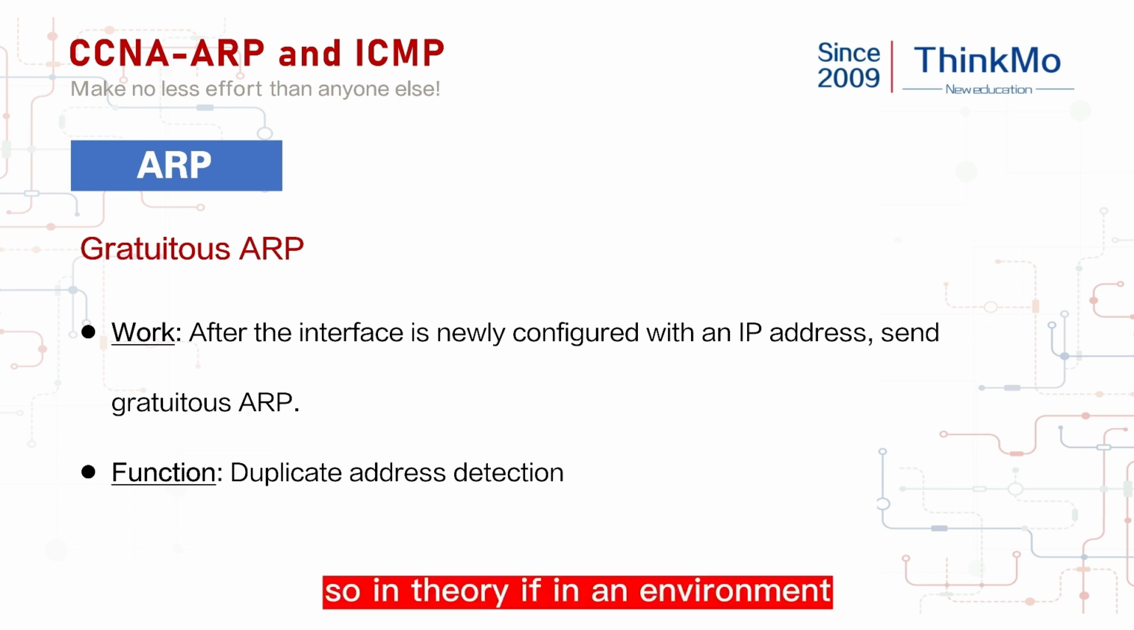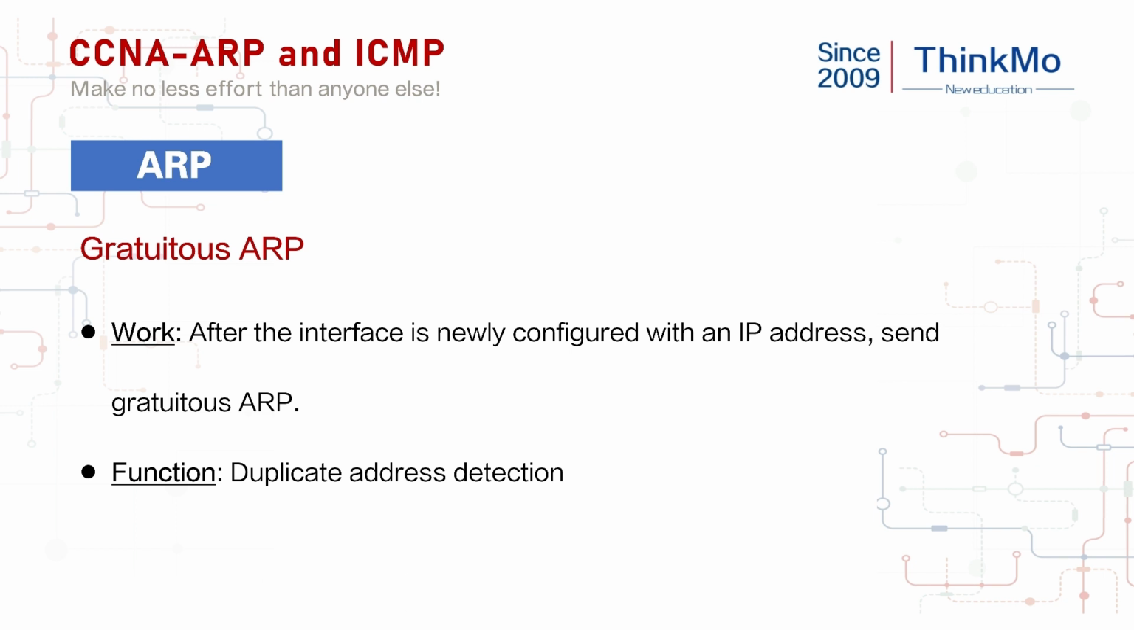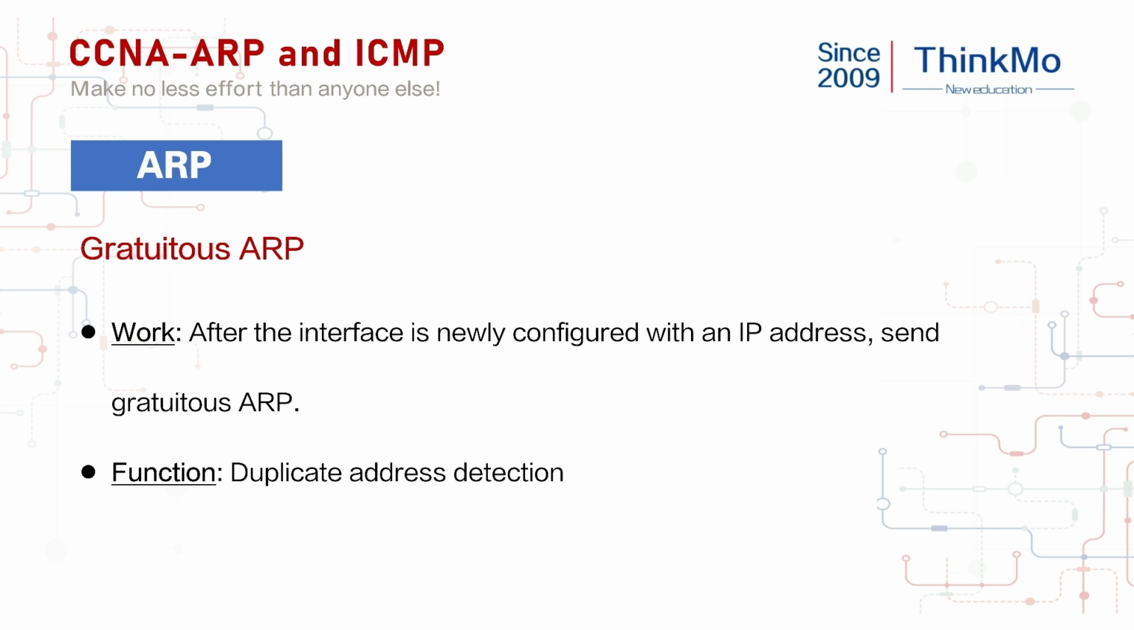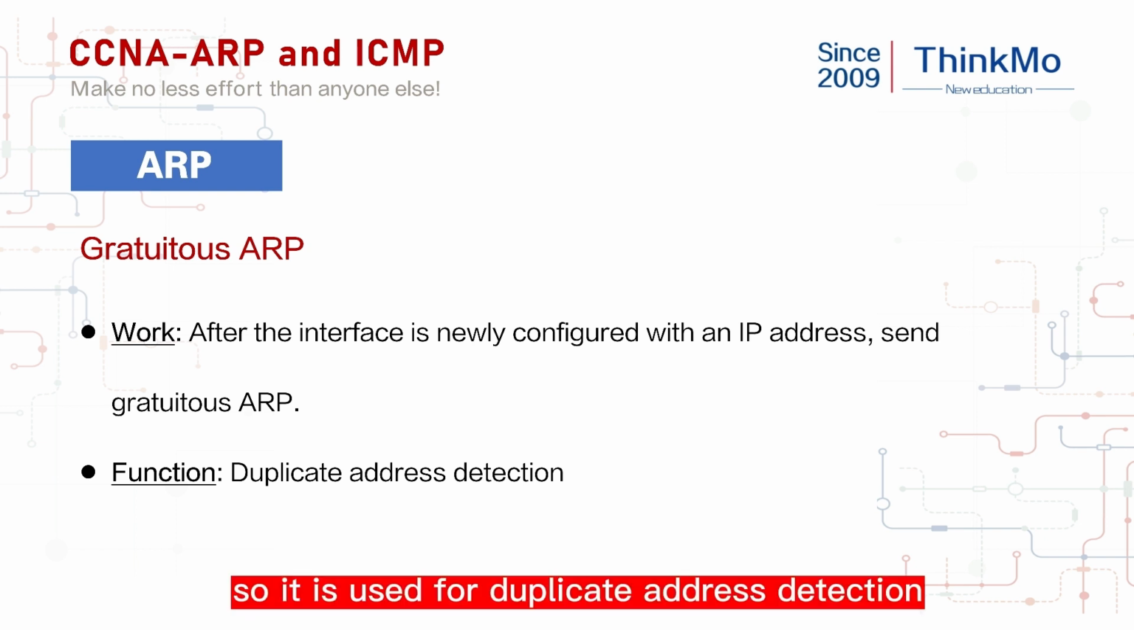So in theory, if in an environment your configured IP address conflicts, then you will receive a reply from a device with exactly the same name as yours. If you don't get a response like this, it means you have no conflict. So it is used for duplicate address detection.